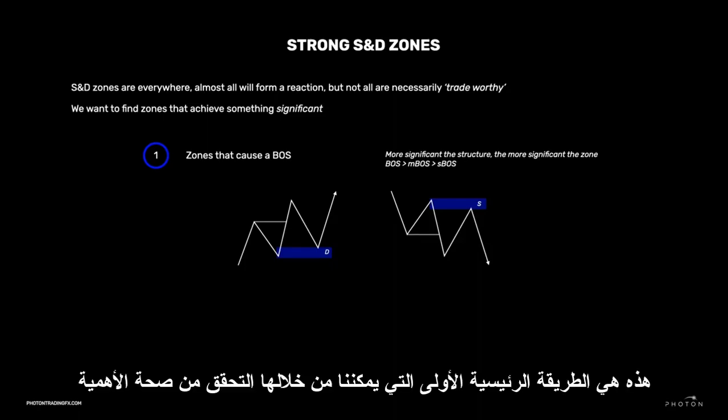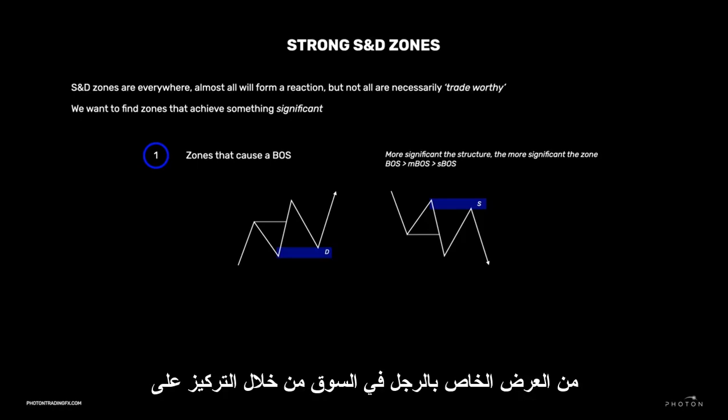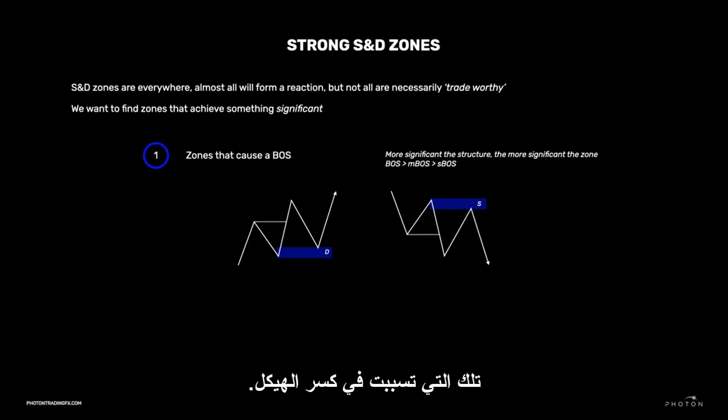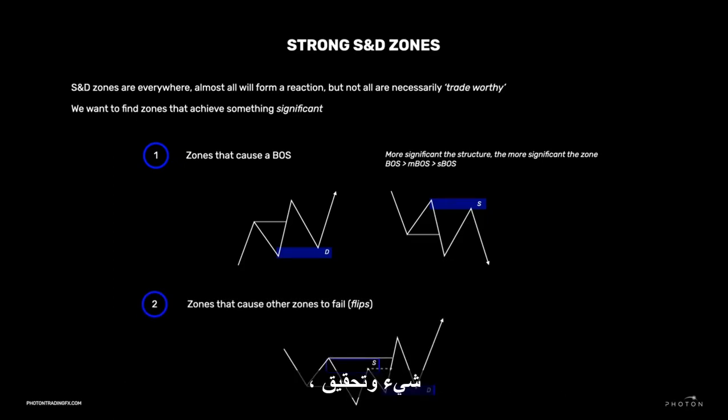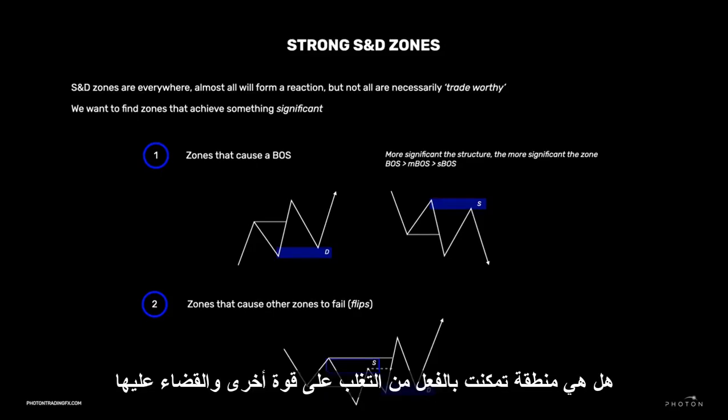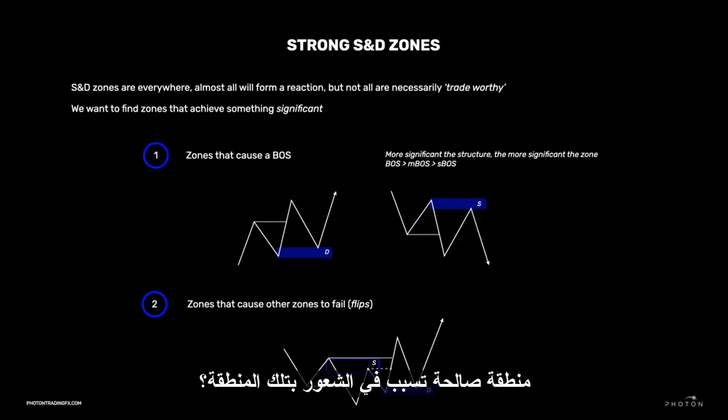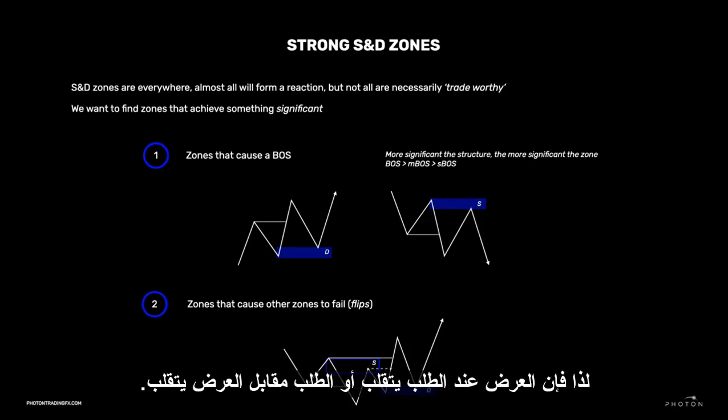So that's the first main way in which we can validate the significance of a supply or demand zone in the market, by concentrating on the ones which caused a break of structure. And the second main way that we use to validate zones as doing something and achieving something very significant in the market is if a zone actually manages to overpower and take out another strong valid zone, causing that zone to fail. So we call these flips, so supply to demand flips, or demand to supply flips.